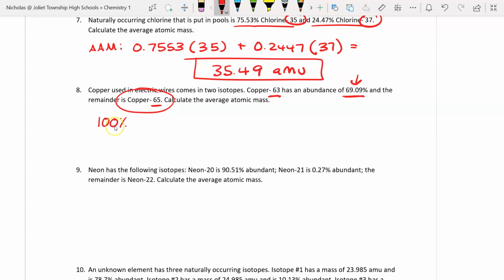So to find the percent of the other isotope, the 65 here, we are going to take 100%, so the total percentage of all the different isotopes of copper, and I'm going to subtract out the 69.09% of the copper 63, and that will give us 30.91%, and this is going to be for copper 65.